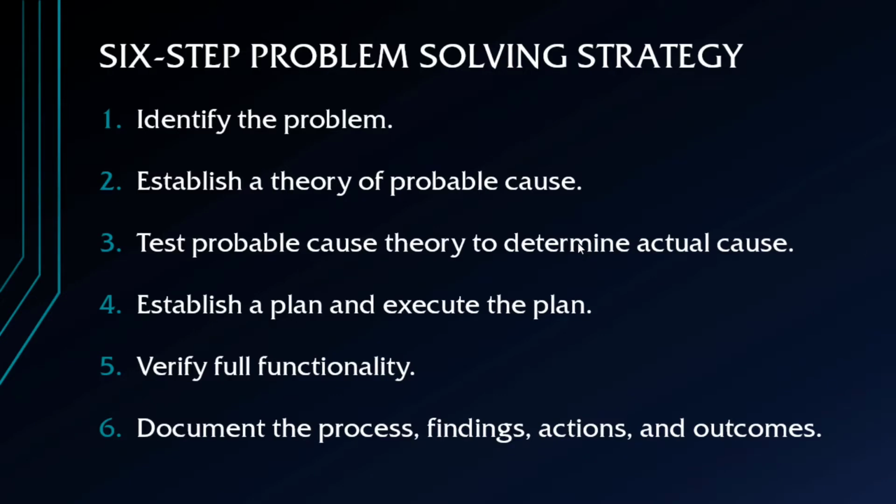There are six steps in the problem-solving strategy. Number 1 is to identify the problem. Number 2, establish a theory of probable cause. Number 3, test the probable cause theory to determine the actual cause. Number 4, establish a plan and execute the plan. Number 5, verify full functionality. And number 6, document the process, findings, actions, and outcomes.